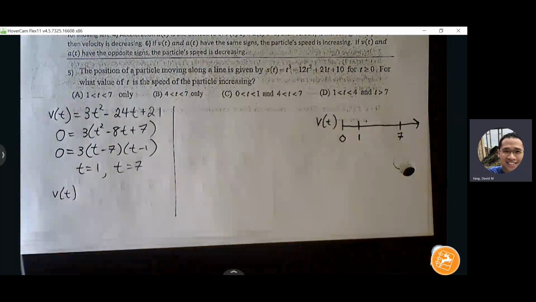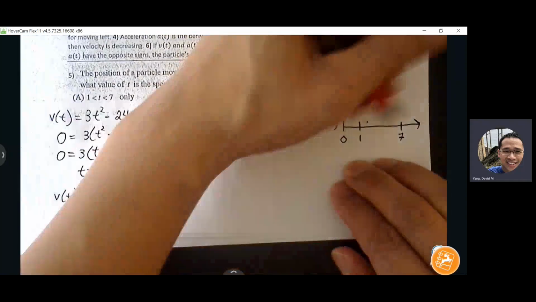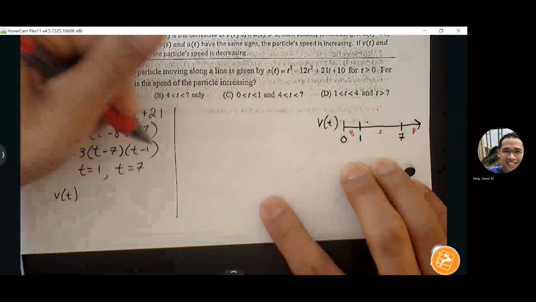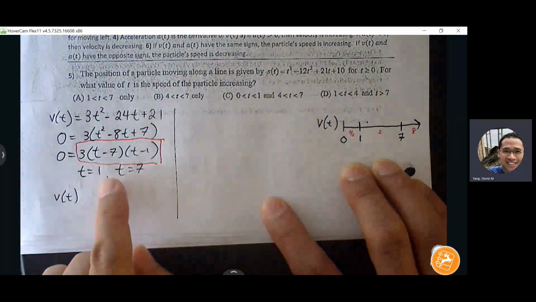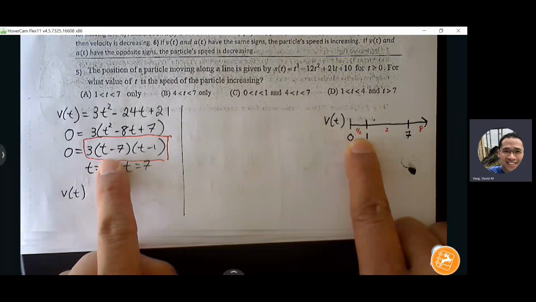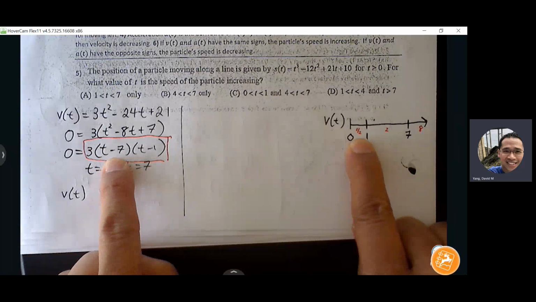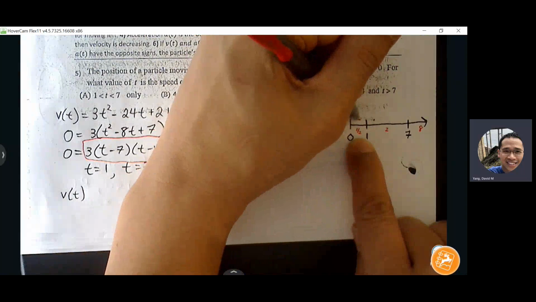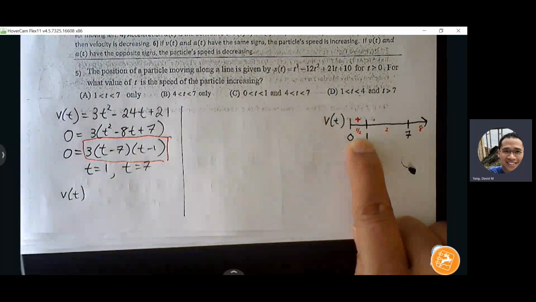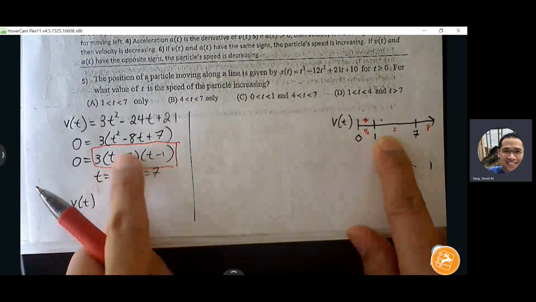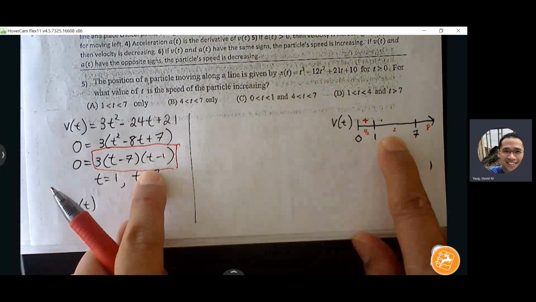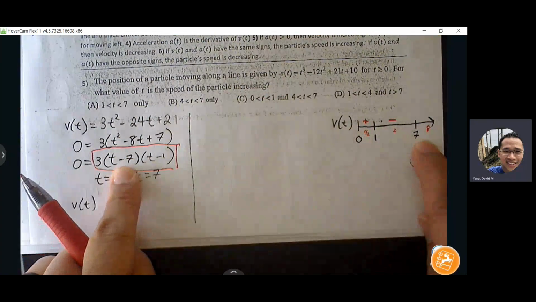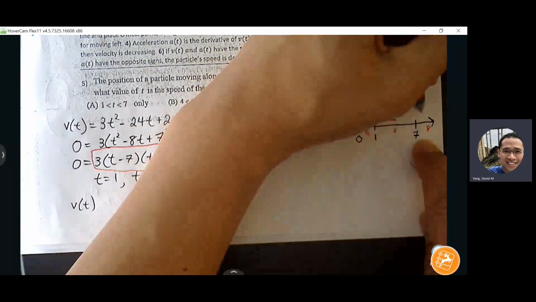All right, I'm going to test each interval here. So I'll choose 1/2, I'll choose 2, and I'll choose 8. I like to test against the factored form. Feels a little bit easier. 1/2 for t: 1/2 minus 7 is negative, 1/2 minus 1 is negative. Negative and negative gives me positive. So I know for this interval, my object is moving to the right. Okay, plug 2 in. 2 minus 7 is negative, 2 minus 1 is positive, so that's negative. 8: 8 minus 7, 8 minus 1, both positive.